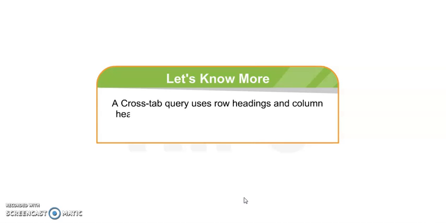A crosstab query uses row headings and column headings so that you can see your data in terms of two categories at once.